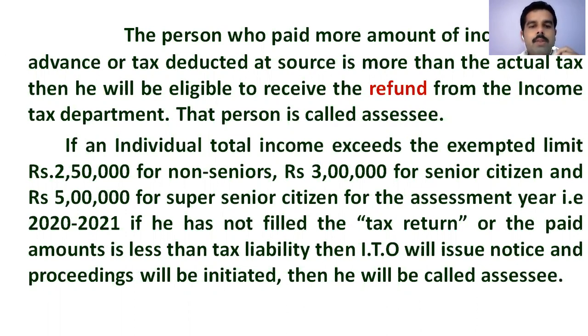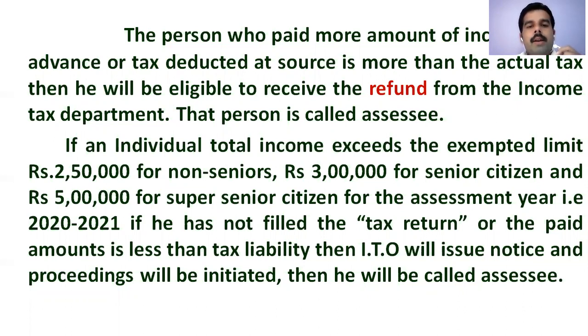Okay, if an individual's total income exceeds the exempted limit, that is 2,50,000 for non-seniors, rupees 3 lakhs for senior citizens, and 5 lakhs for super senior citizens for the assessment year 2021, because these are the slab rates. According to these slab rates, if it exceeds the exempted limit, and he has not filed the tax returns or paid an amount less than the tax liability, then the income tax officer will issue a notice and proceedings will be initiated. Then he will be called an assessee. So here we have to focus on these points.